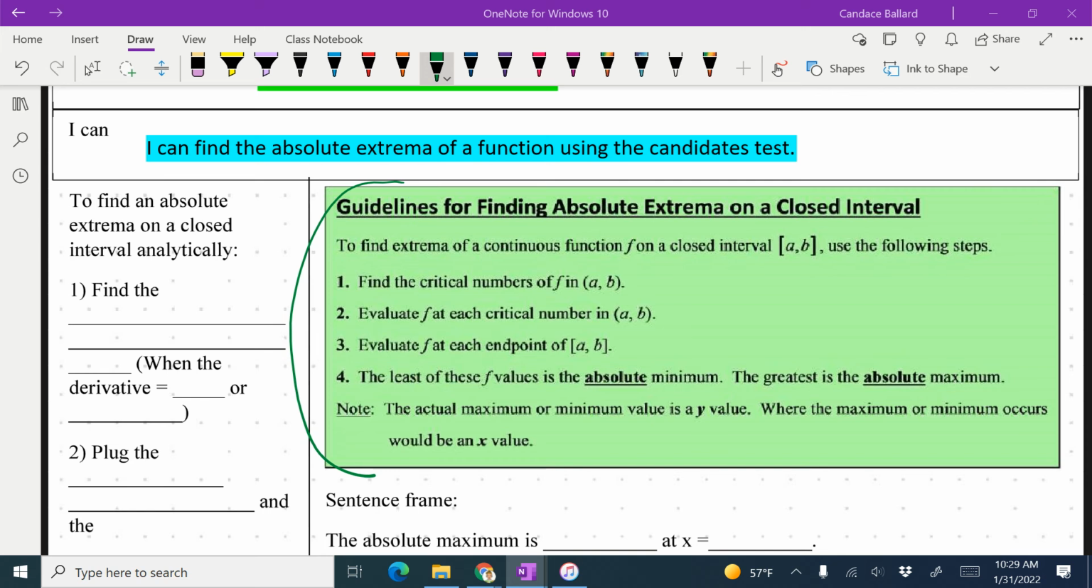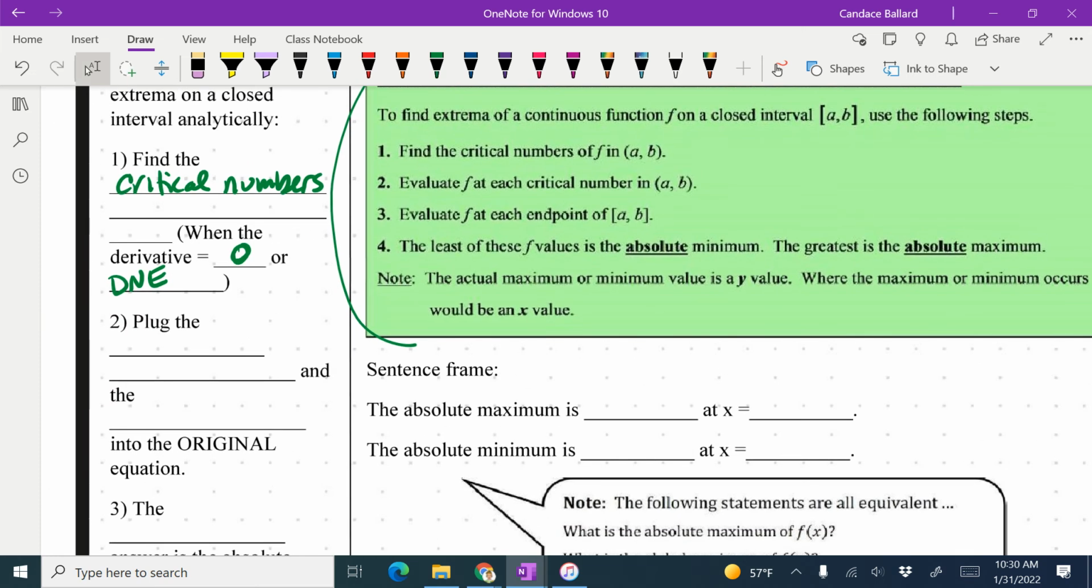Okay, so out in the left-hand column, to find the absolute extrema on a closed interval analytically. Remember, analytically just means using algebra to do it. Okay, so find the critical numbers. And you hopefully know what critical numbers are at this point. That's when the derivative equals 0 or does not exist. So that was what their number 1 was, right?